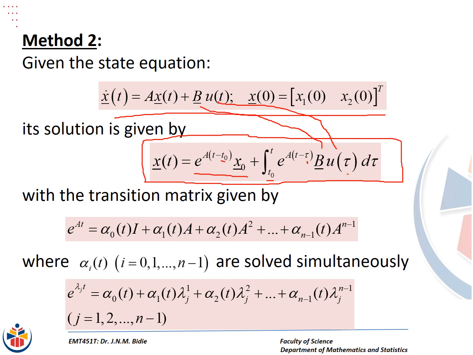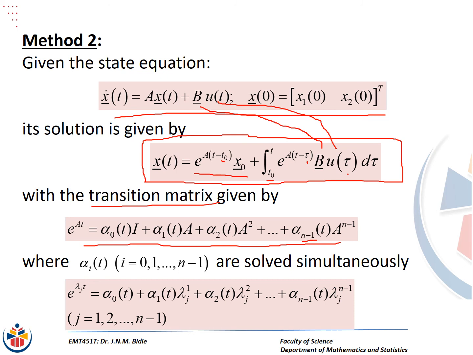Now, how do we get this transition matrix, which we call e to the power a times t? The formula is given. First term will always be alpha naught multiplied by the identity matrix. The second term, alpha 1 multiplied by matrix A. The third term, alpha 2 multiplied by A squared. Note A is just the matrix that we had. And we continue until we get to N minus 1.